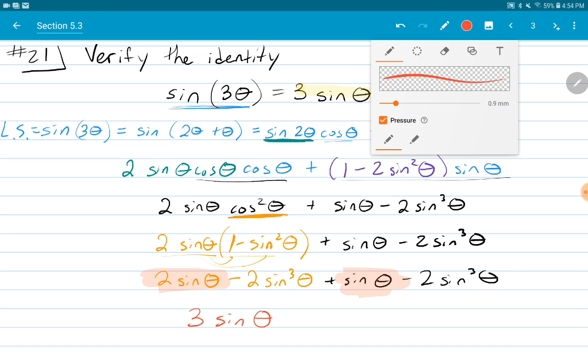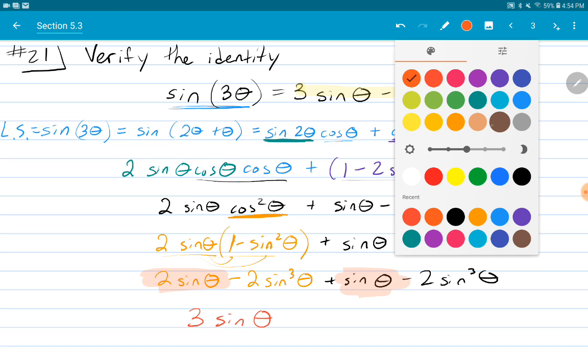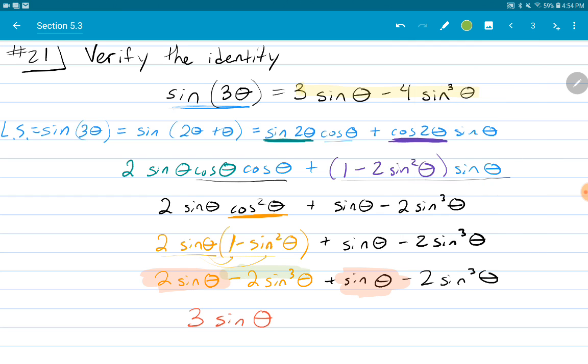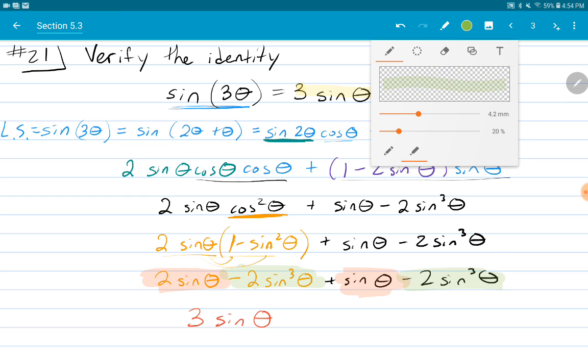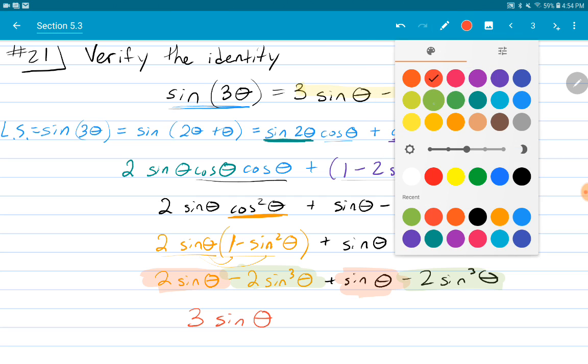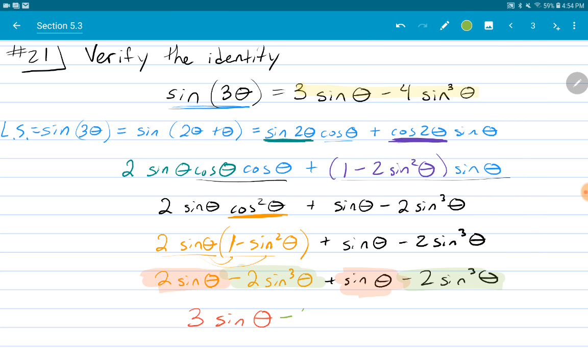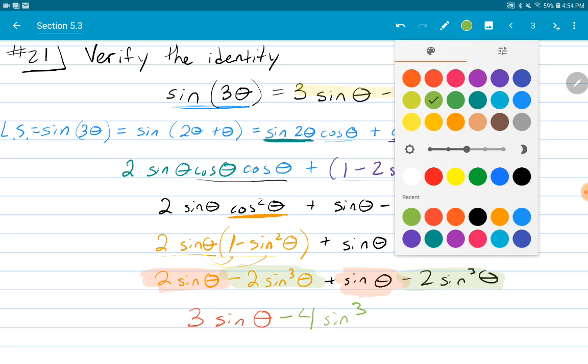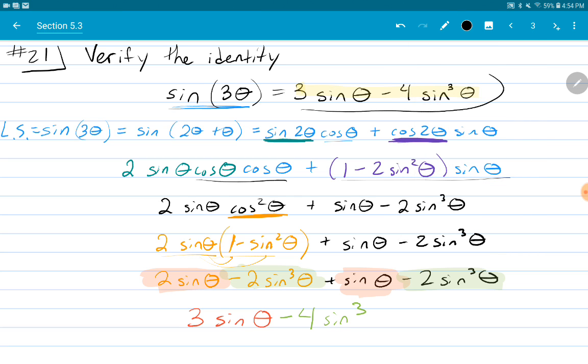And then combining the other like terms, that's the negative 2 sine cubed and another negative 2 sine cubed, which gives me minus 4 sine cubed. And this looks like the right side. So this equals the right side. Now I have left side equals right side, so my identity is proved.